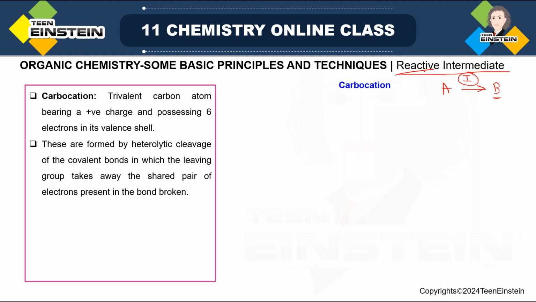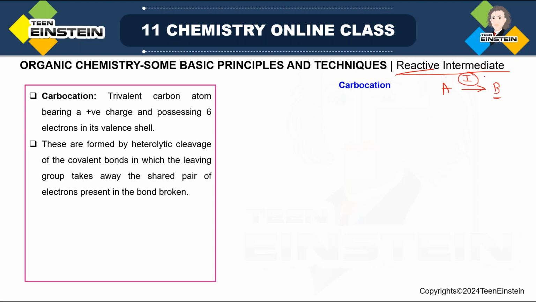Different types of reactive intermediates are there. Mostly you will see they are carrying some positive charge or negative charge. So we are starting with that reactive intermediate which is carrying positive charge, and positive charge obviously on carbon, because this is organic chemistry, so mostly carbon-based compounds will be there. So this intermediate is positive charge over carbon.